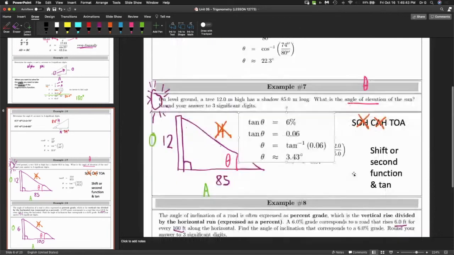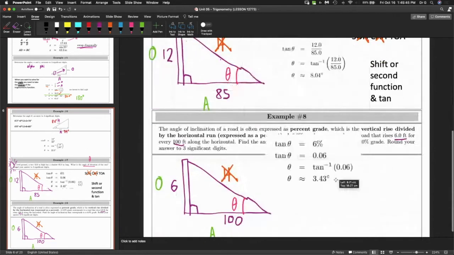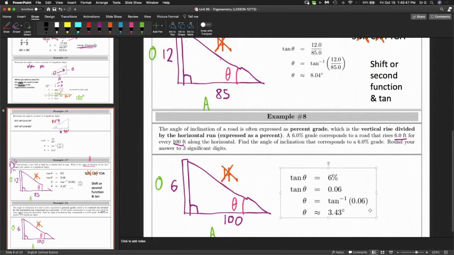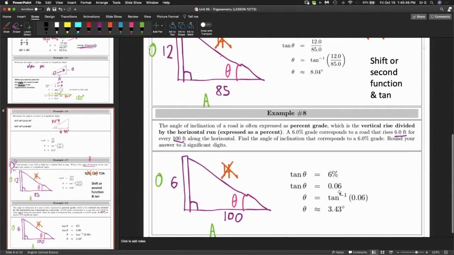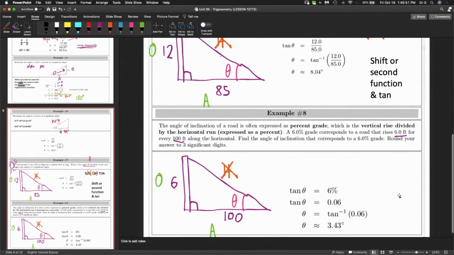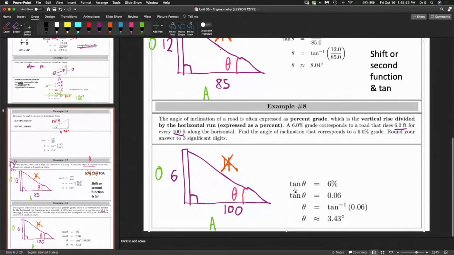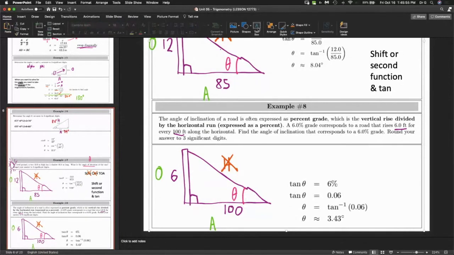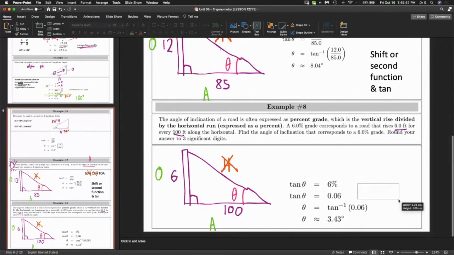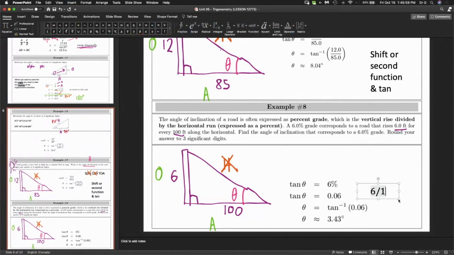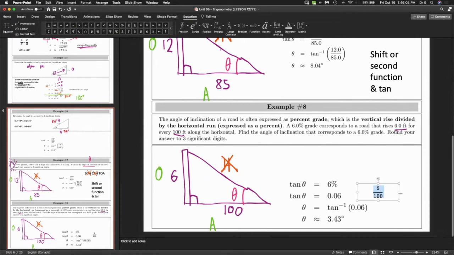Anyway, let's go over here. So there's the actual answer to the question. I didn't write it down. Notice I didn't write 6 over 100. See over here? That's 6 over 100 right there.